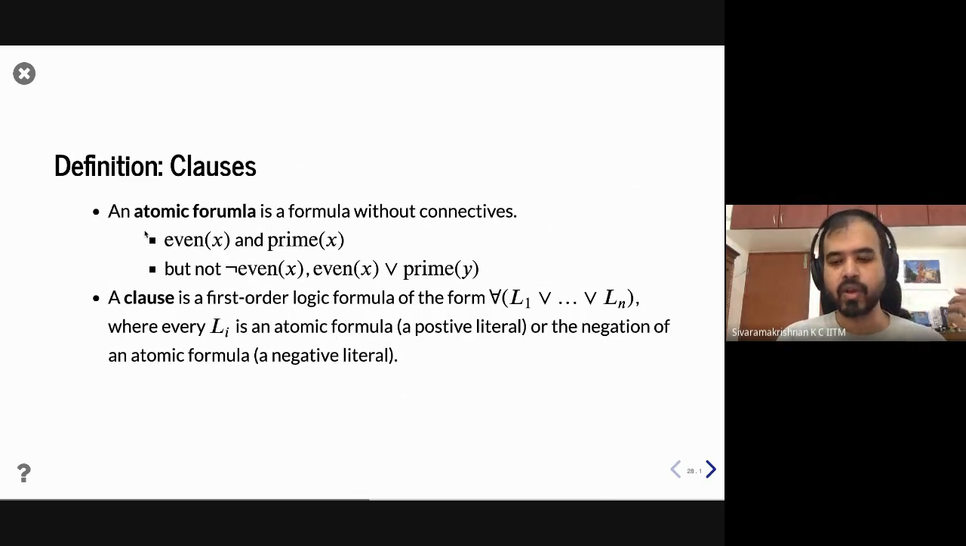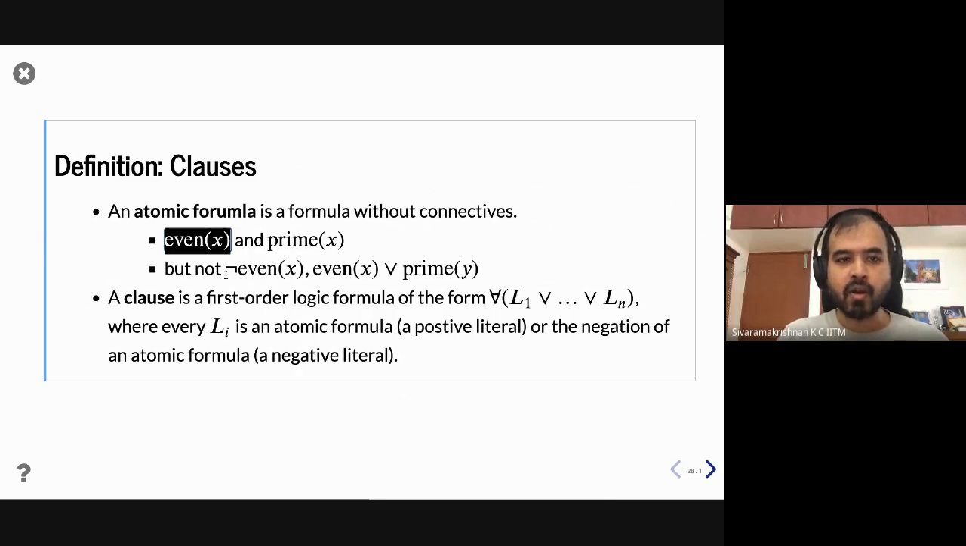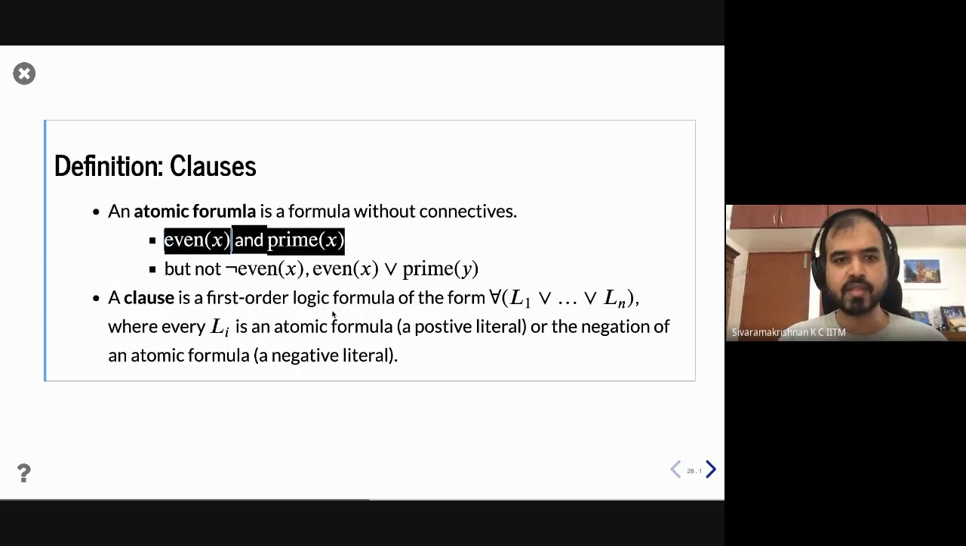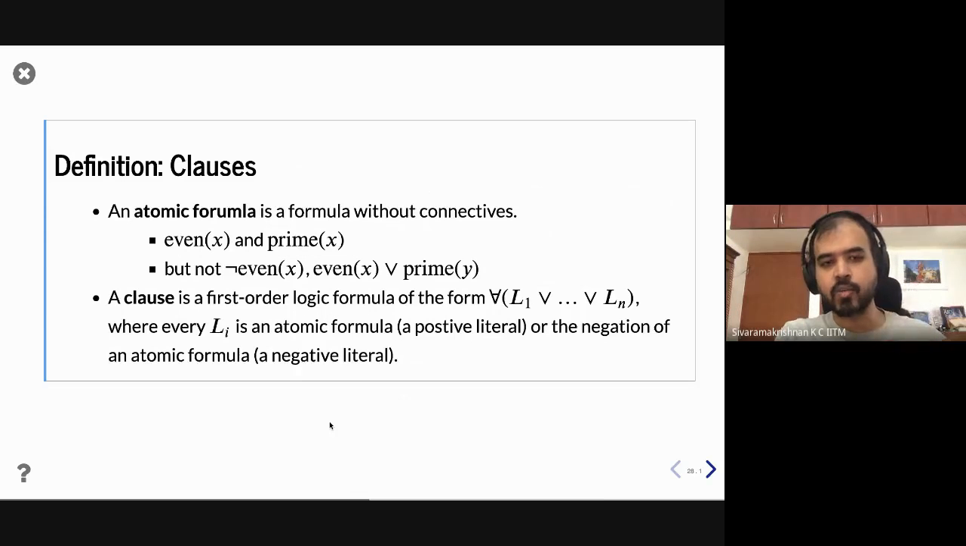For example, we've been looking at this running example of natural numbers. An atomic formula in the running example is even of x and prime of x, but not negation of even of x or even of x or prime of x. All of these include connectives, so they are not atomic formulas. The only atomic formulas here are even of x and prime of x, right? Okay, that's atomic formula. Now, what is a clause?